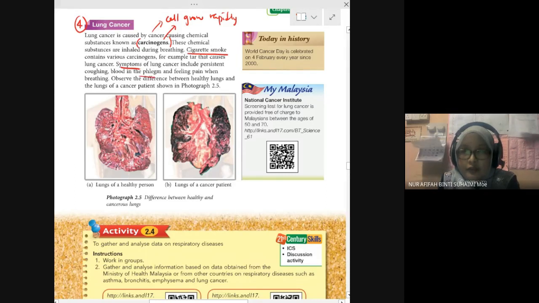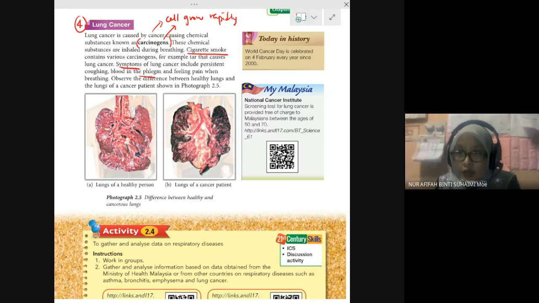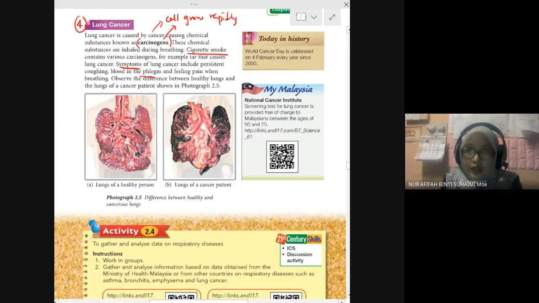Bila batuk, phlegm is produced, kahak akan keluar bersama dengan darah. Bila batuk, keluar darah. Kahak yang ada darah. Phlegm that contain blood. And feeling pain when breathing. Bila bernafas rasa sakit, batuk dan kahak yang ada darah, berdarah.